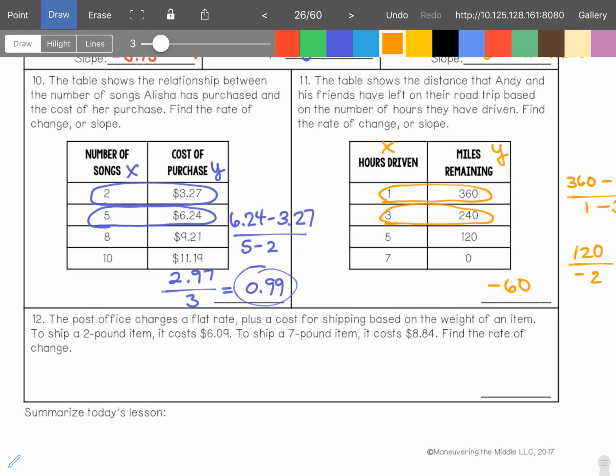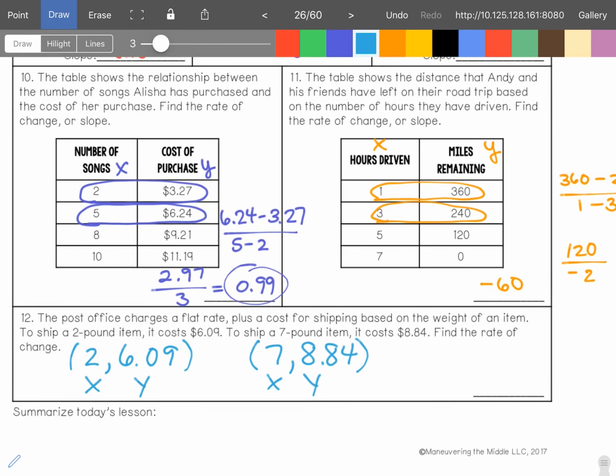All right, last one. The post office charges a flat rate plus a cost for shipping based on the weight of an item. To ship a 2-pound item, it costs $6.09. So we write that like this as an ordered pair. And for a 7-pound item, it's $8.84. Find the rate of change, or find the slope. Okay, so we label our X and our Y, and then we just do exactly what we've been doing. 8.84 is what I'm going to start with, minus $6.09, divided by 7 minus 2.